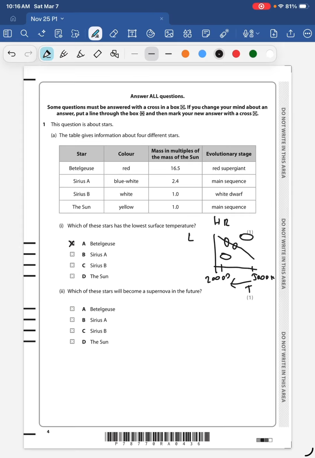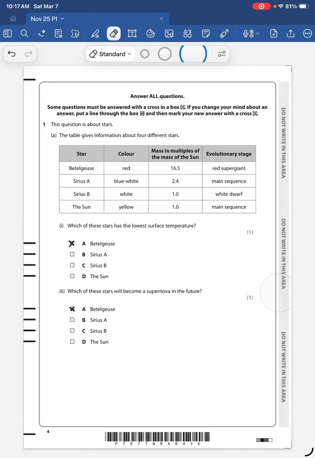Question 2: which of these stars will become a supernova in the future? And again, it's Betelgeuse, because of the life cycle of stars. They start as nebulae, and then they become main sequence stars, so they are somewhere here. Then they become supergiants or giants. The supergiants explode and become neutron stars or black holes, whereas giant stars just become white dwarfs, so they move all the way down there. Anyway, I hope this is not confusing. If it is, let me know in the comments, and I will be more thorough in future videos.